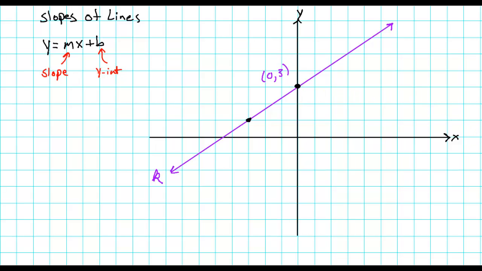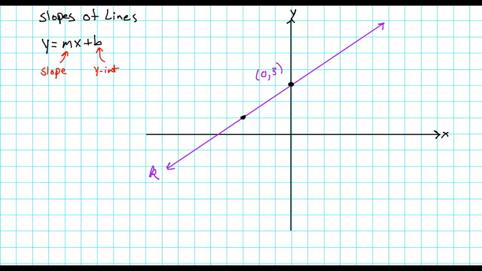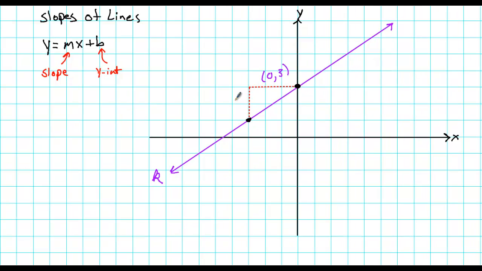The next thing that you should also be able to do with this line, all by your little self, is find the slope. So you should be able to go from this point up 2 and right 3, just like I did there. So we went up 2.